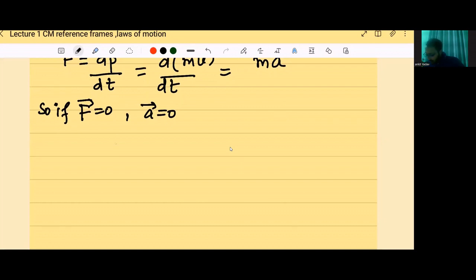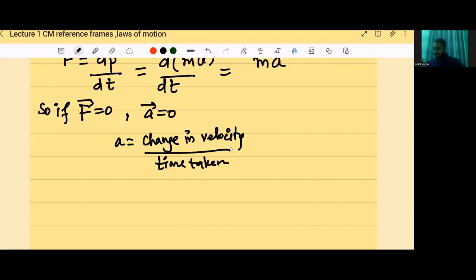Acceleration is 0, what does that mean? What is acceleration? Basically, change in velocity upon time taken. So how much change is happening in velocity? If force is 0, then acceleration is 0, and then the change in velocity is also 0. It means the velocity is equal to constant. Velocity is equal to constant.